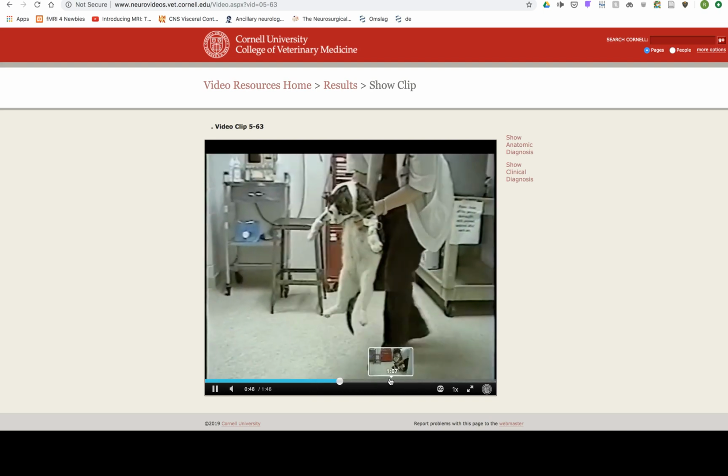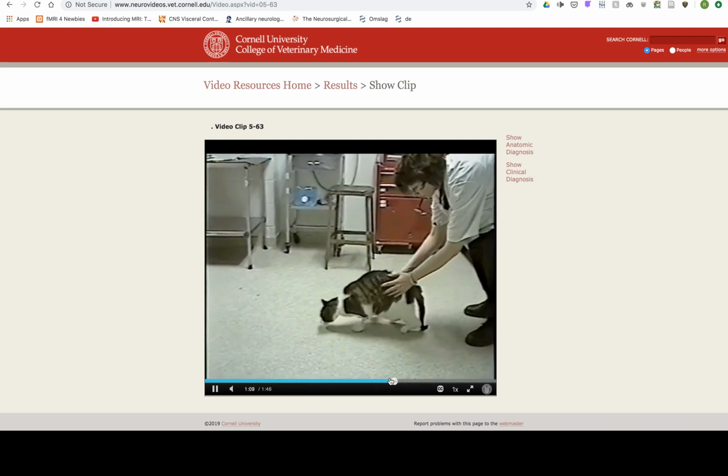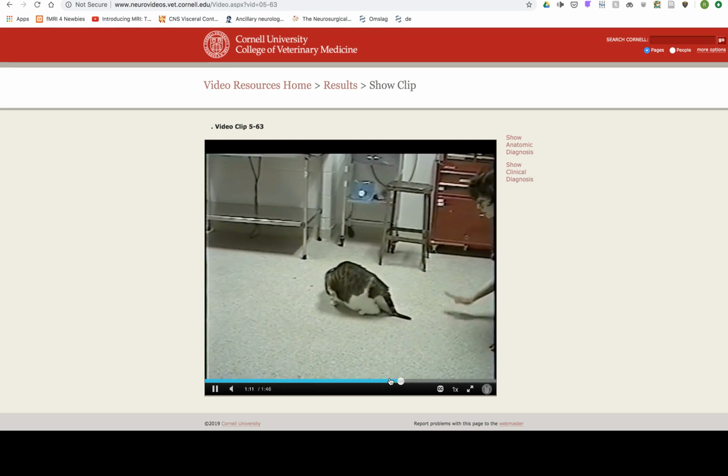Equine pelvic limb disorder. Signalment: 16-year-old female Appaloosa. History: donated to the teaching hospital because of an abnormal gait that had been present for several weeks. Examination.